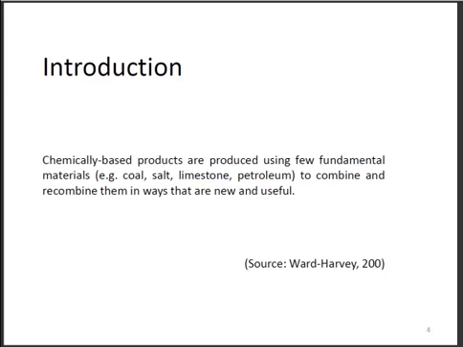Chemical-based products are produced using a few fundamental materials such as coal, salt, limestone, and petrol, combining and recombining them in ways that are new and useful.